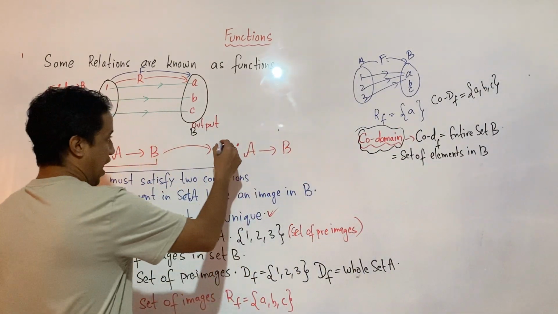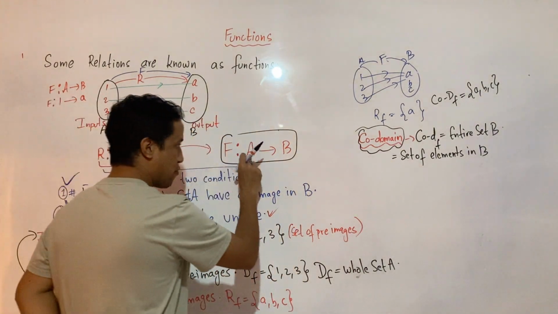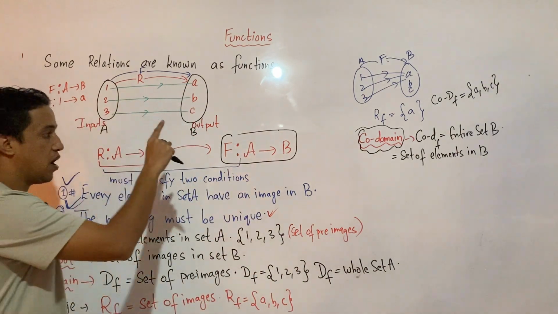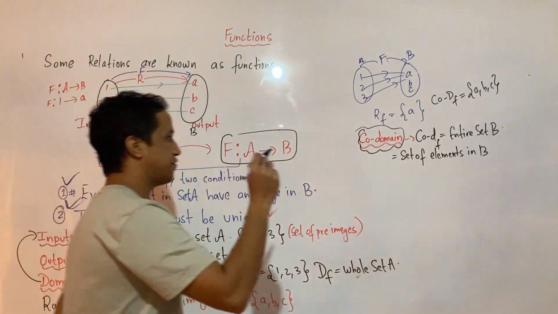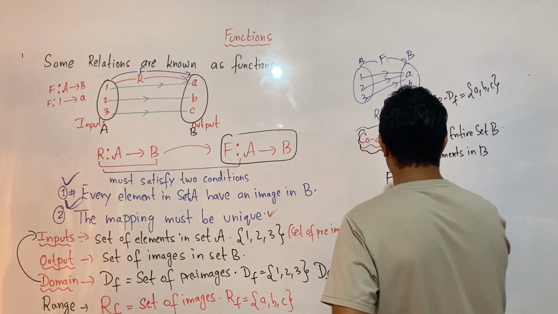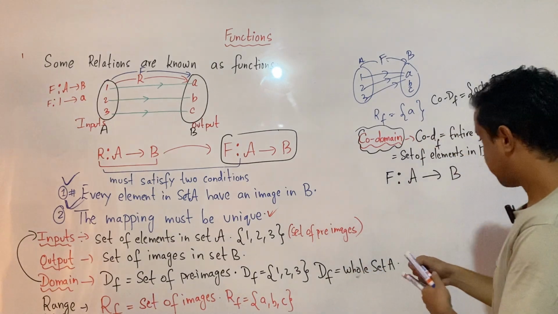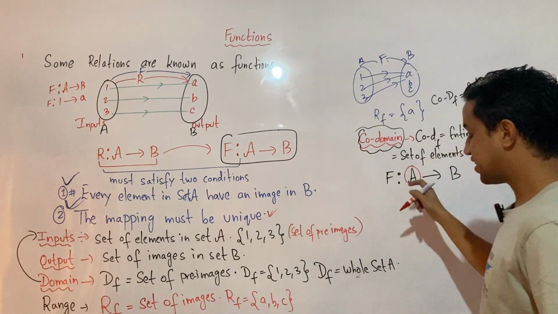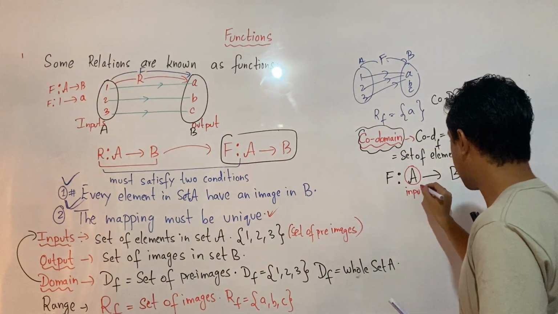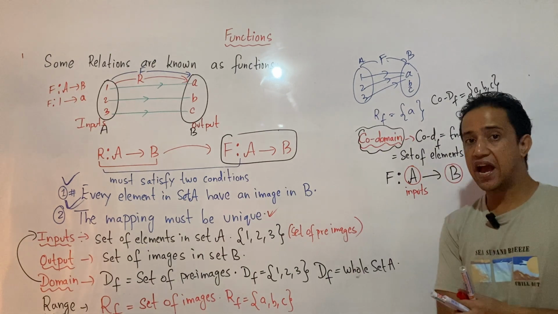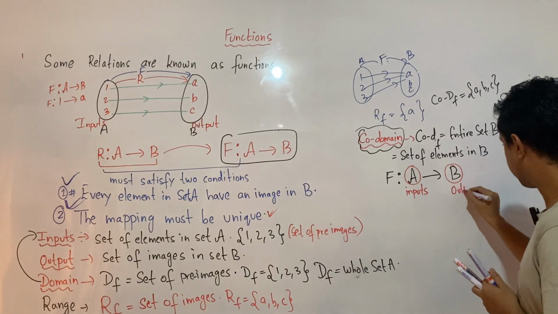Now there are a few more things that you need to understand. This is a function f which is defined from set A to set B. A represents the set of pre-images, which means inputs. If f is a function defined from set A to set B, then set A contains the pre-images or inputs. And set B contains the set of images, which here means the outputs.